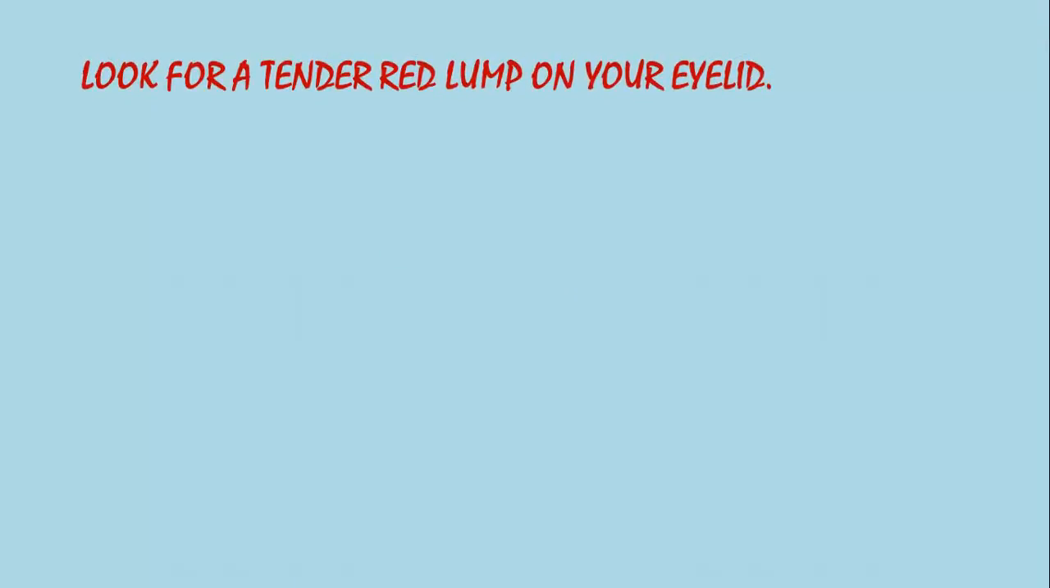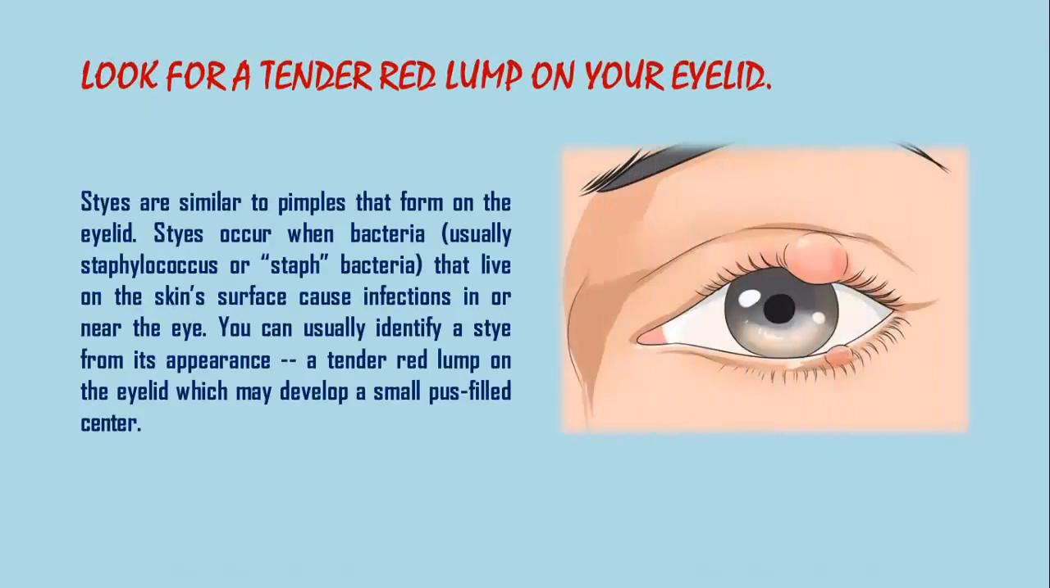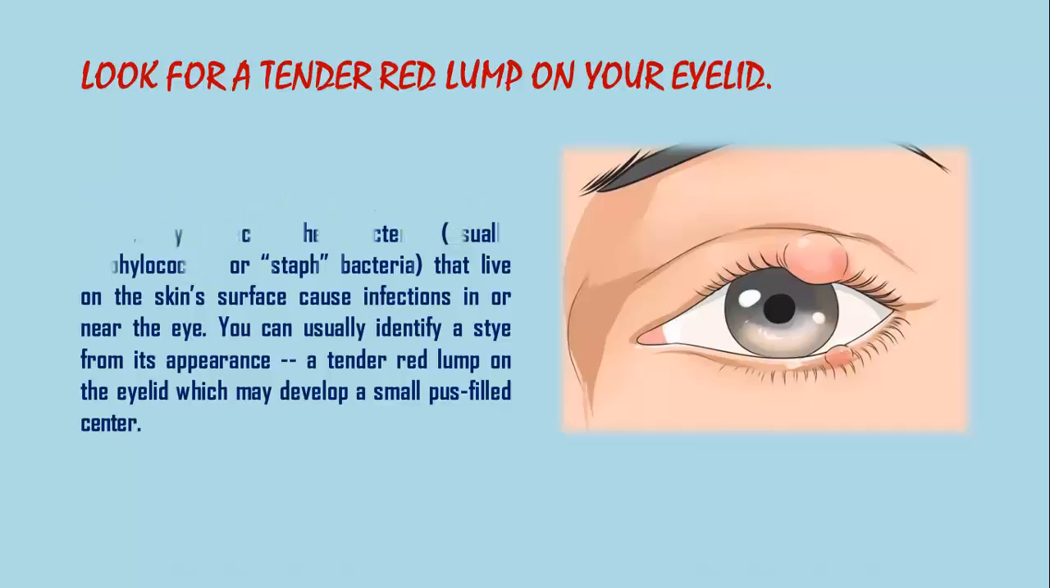Method 1. Identifying styes. 1. Look for a tender red lump on your eyelid. Styes are similar to pimples that form on the eyelid. Styes occur when bacteria, usually staphylococcus or staph bacteria, that live on the skin's surface cause infections in or near the eye. You can usually identify a stye from its appearance, a tender red lump on the eyelid which may develop a small pus-filled center.